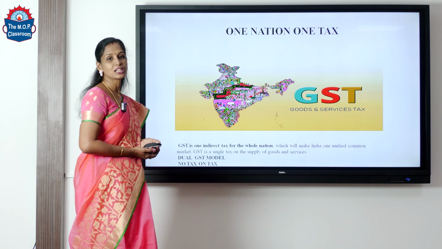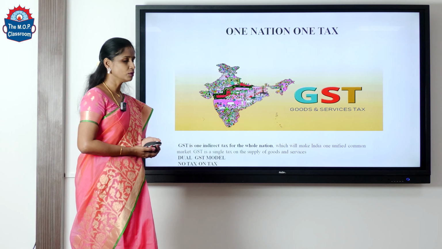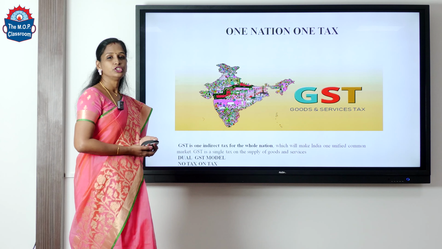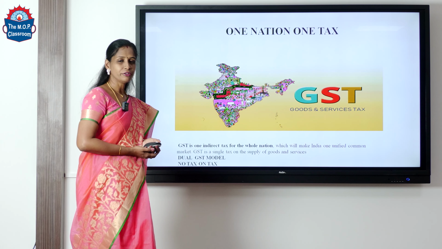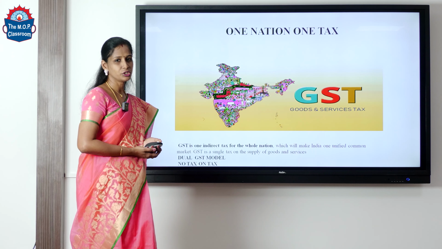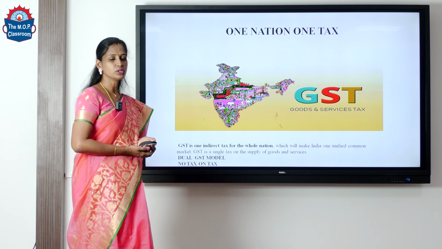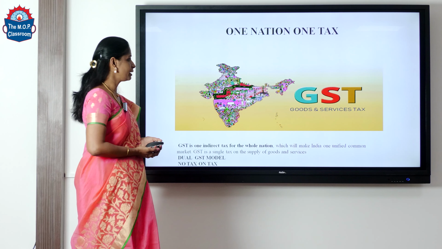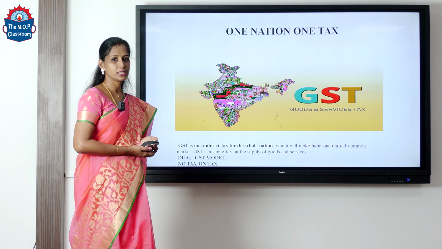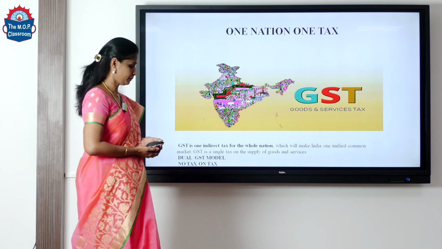And GST is a single tax on the supply of goods as well as services. Earlier, services had been taxed by the central government, but now Goods and Service Tax covers the supply of goods as well as services. And GST is a dual model, which means the central and the state governments simultaneously levy tax on the people. So it is called a dual GST model, where the central and the state simultaneously levy the taxation for both goods as well as services. And the main advantage of GST is that there is no tax on tax. We have a mechanism in GST called input tax credit, as a result of which the tax on tax is totally avoided.